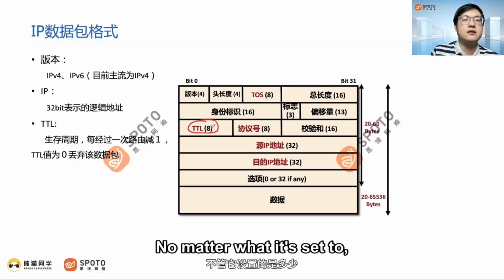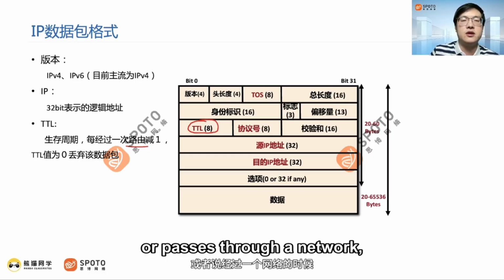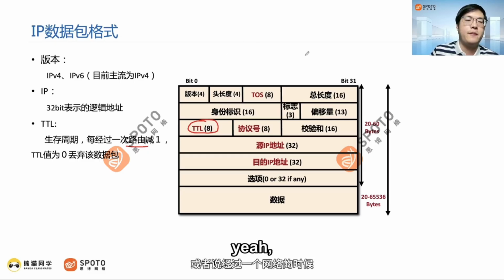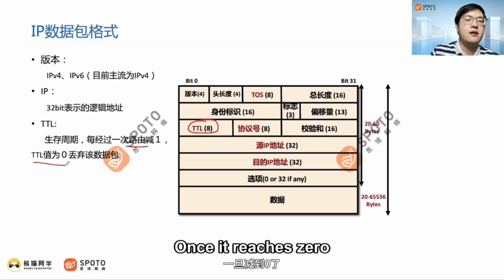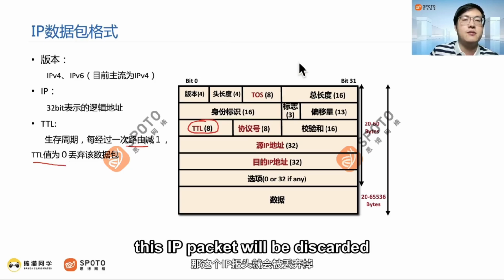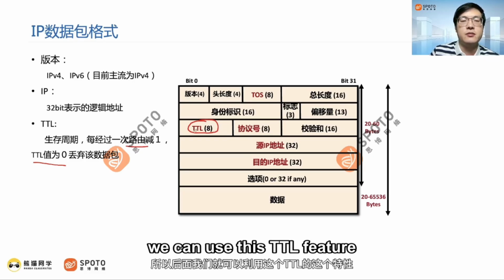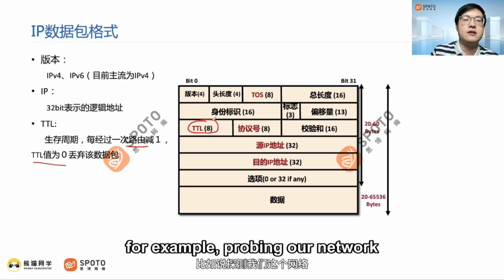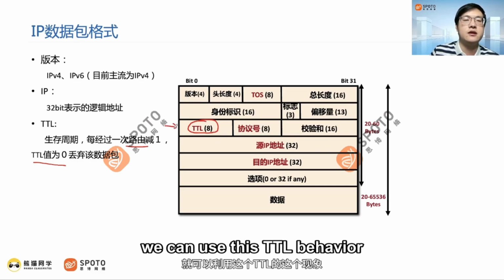No matter what it's set to, every time it passes a router or passes through a network, this TTL value decreases by 1. Once TTL reaches 0, this IP packet will be discarded. So later on, we can use this TTL feature to do some operations. For example, probing our network to see what its path looks like, we can use this TTL behavior.